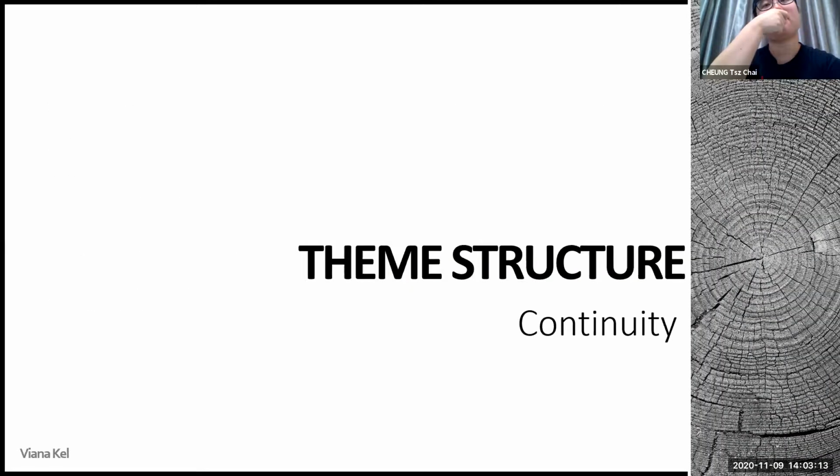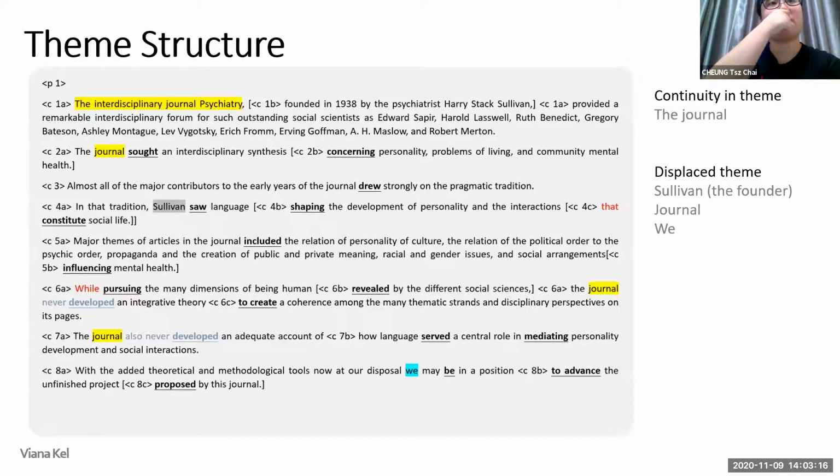Let's move on to the theme structure of the text. First, we can observe that the journal as a theme occurred repeatedly in the study of clauses, as a topical theme and as a displaced theme in clause 6. The founder of the journal, Sullivan, as a displaced theme is observed in clause 4. The other displaced theme is we in clause 8. If both displaced themes are moved to the latter of the marked theme, these marked themes, which are circumstances here, are used to lay the ground and prepare for the message within the clause to take off, leading to a more fluent information flow.